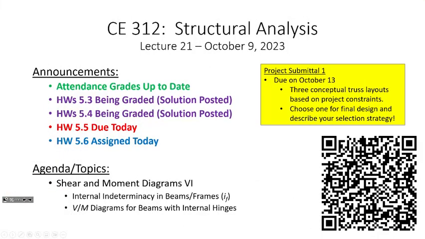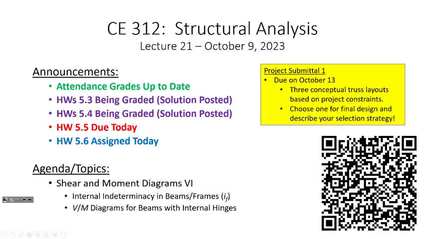All right, let's get started. We are in lecture 21. That means we're halfway done with the semester. Can you believe that? It's kind of nuts. I checked on Blackboard this morning, and homework 5.3 and 5.4 are being graded right now, but I have the solution posted. This solution became active this morning.